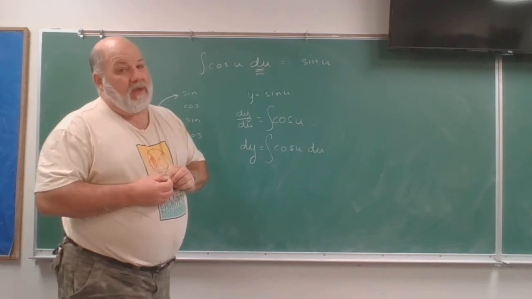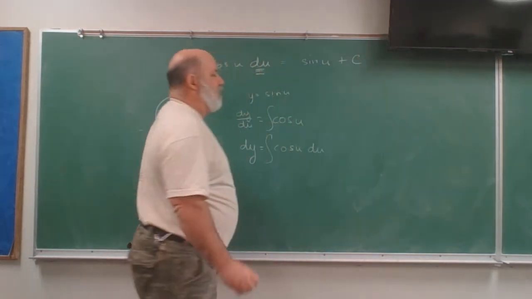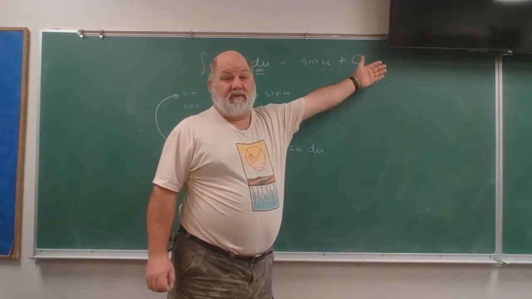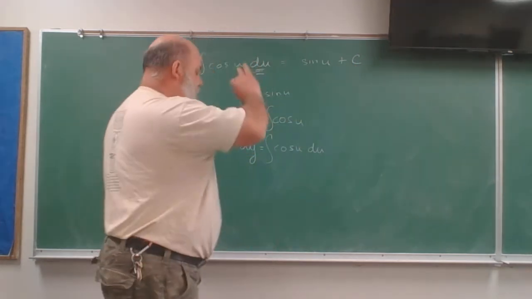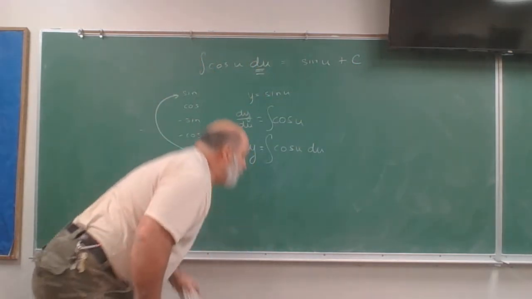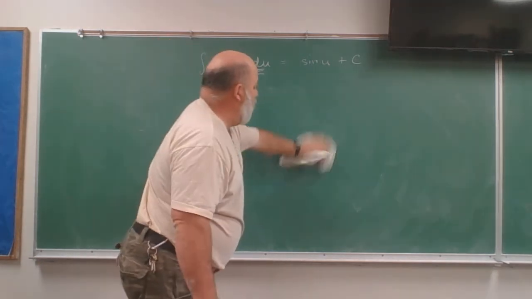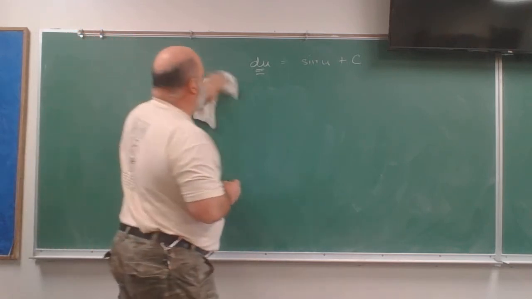There's only one thing we've missed. We have to have this plus constant out there, because this could have been the sine of u plus 7. And when you take the derivative of 7, it's 0. So it could have been any number out there. So we put that plus c. So the answer to this question, after all that talking, is just sine of u plus c. All right?